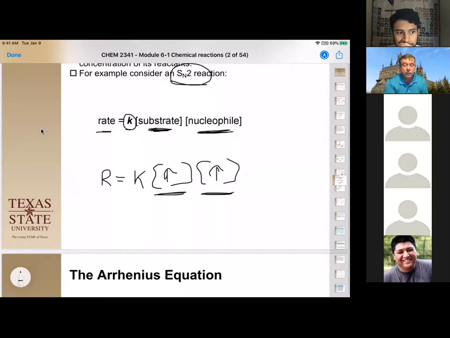So it's important to look at our rate law as our constant, which is measured, and then what components are required in the reaction rate by whether or not we take into account their concentration. Okay, so that's just general reactions.